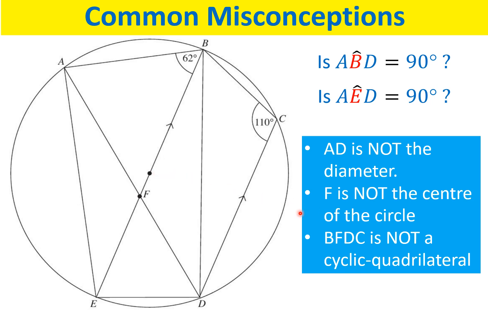And the other misconception is actually BFDC. So take note, BFDC is not a cyclic chord. This is often being misinterpreted. Why? Because point F is not on the circumference of the circle. So that is why BFDC is not a cyclic chord.